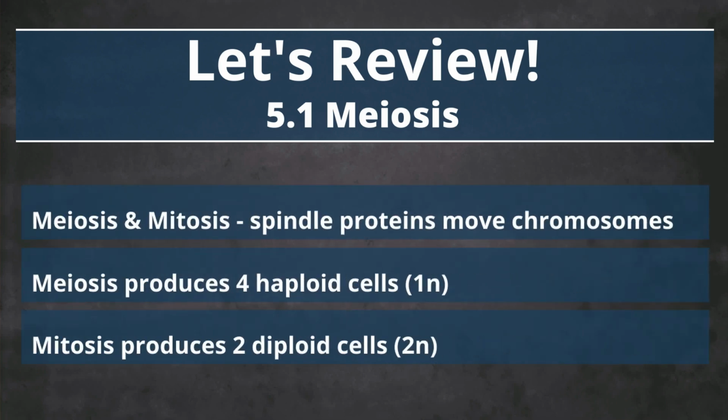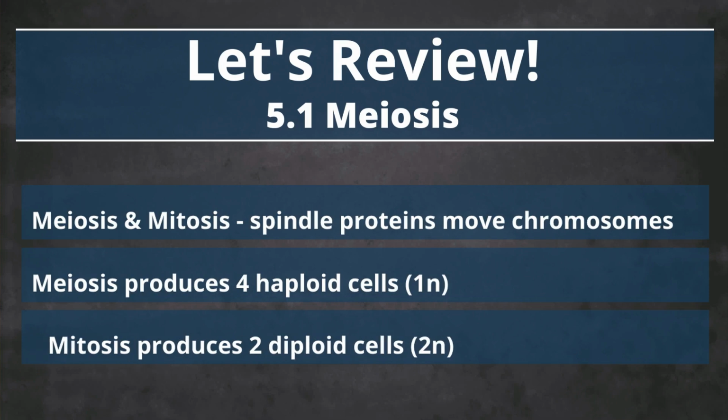Meiosis is similar to the process of mitosis because it uses spindle proteins to move chromosomes, but produces 4 haploid cells, while the process of mitosis produces 2 diploid cells.